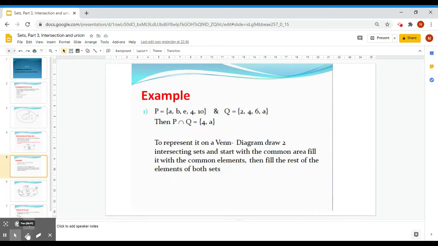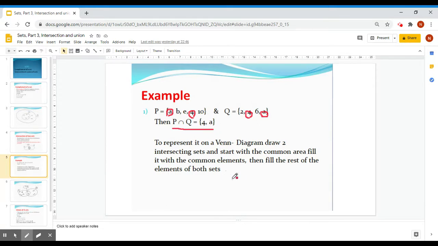So here's an example. Two sets are written in extension form, P and Q. If I look at them, 4 is a common element and A is a common element between P and Q. So we write in extension P intersection Q is the set that contains 4 and A.